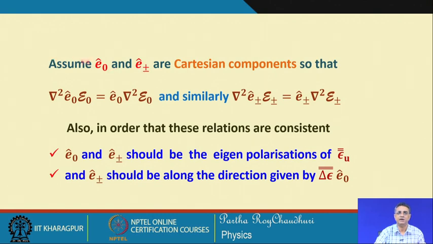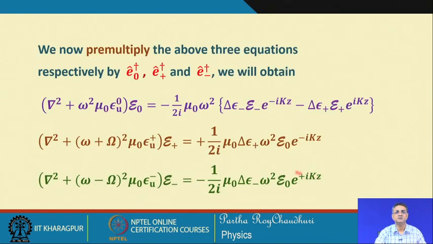If the wave is traveling along the z direction as in the present case, then it can have two polarizations, x or y. Similarly, this can have two polarizations, x and y. So in the Cartesian system you can nicely write this relation, and this E plus minus should be along the direction given by this, because they are associated with delta. We will see this now.